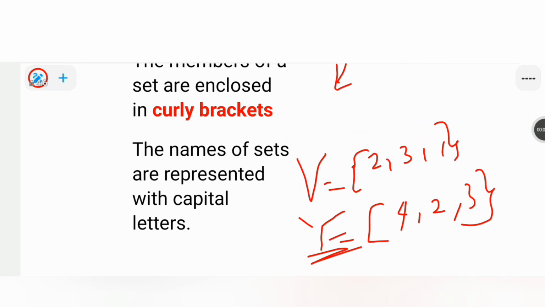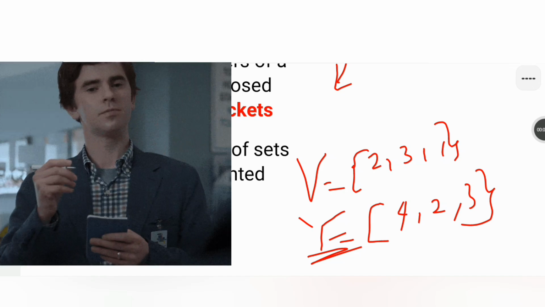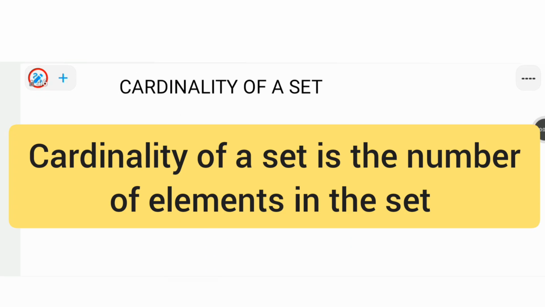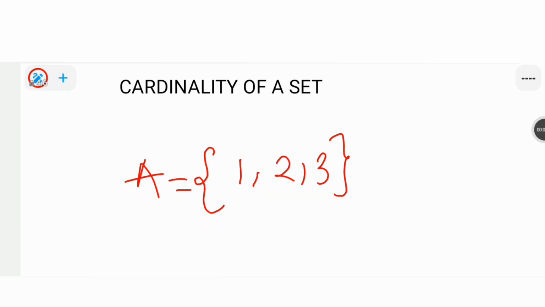So we're going to start with some basic examples. Let's talk about the cardinality of a set. The cardinality of a set means the number of elements that are in that particular set. So, for example, we have set A equals {1, 2, 3}. The number of elements that are in this set is just 1, 2, 3.